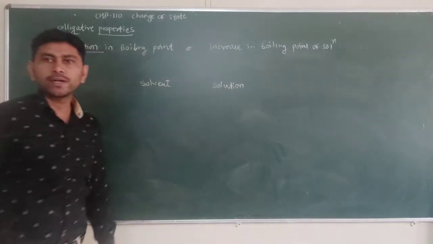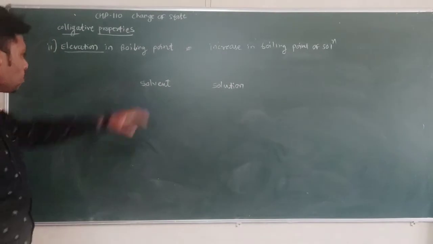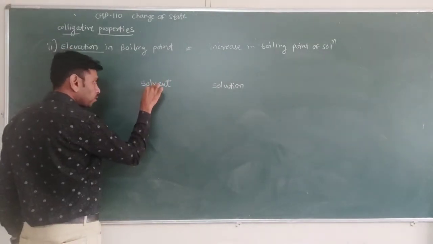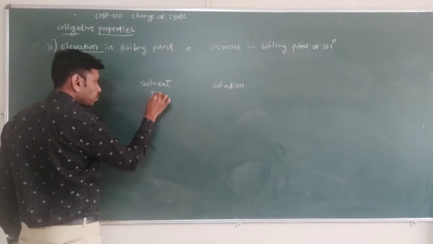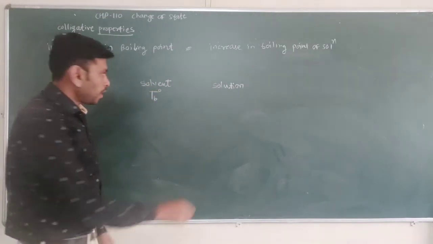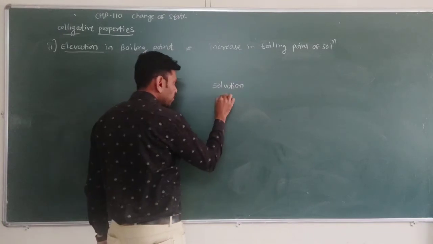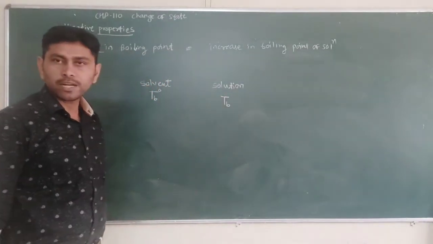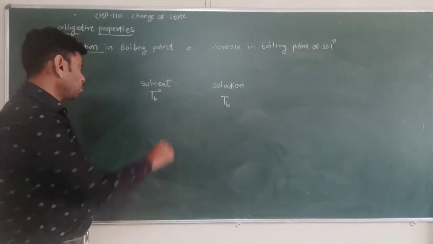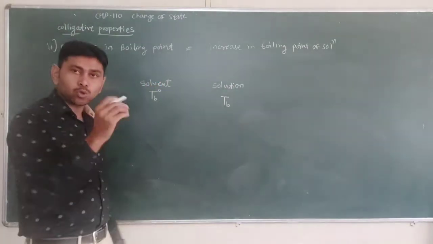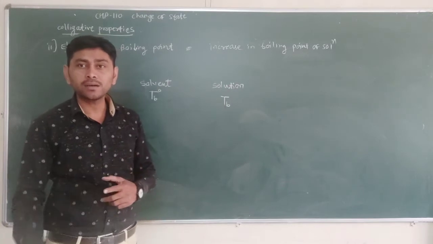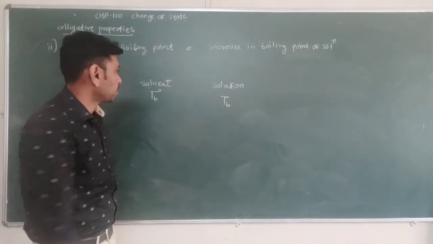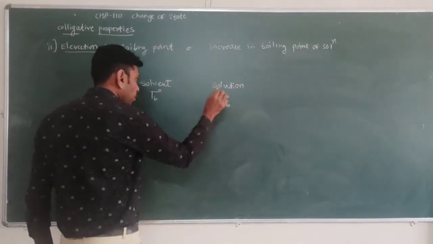Compare with the solvent and solution. Now, in solvent and solution, we have determined the boiling point of solvent. Suppose that the boiling point of solvent is T0B, and the boiling point of solution is TB. So when we add solute molecules to the solvent, there is an increase in the boiling point of the solution.